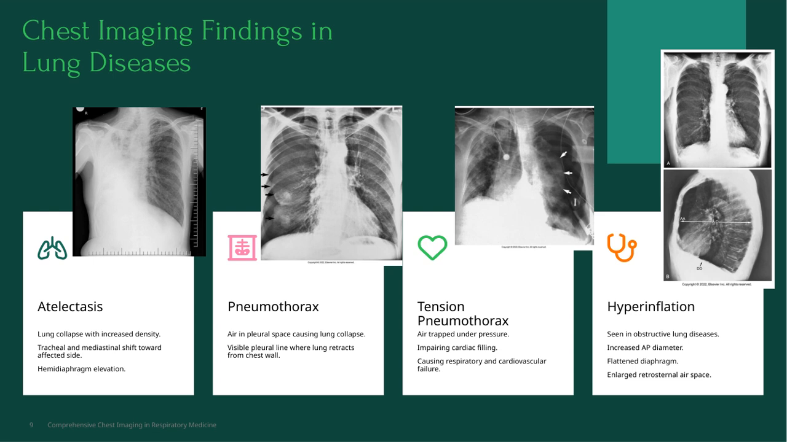On the scan, you'll often see a visible pleural line where the lung tissue retracts away from the chest wall. This is a hallmark sign that indicates a pneumothorax has occurred. Now let's discuss tension pneumothorax, which is an emergency.